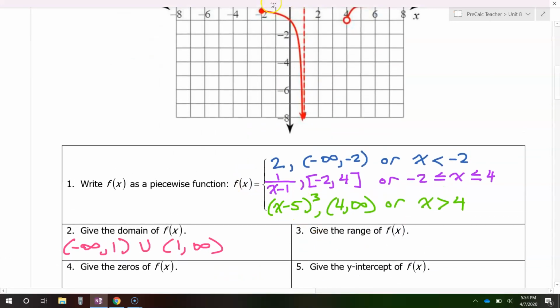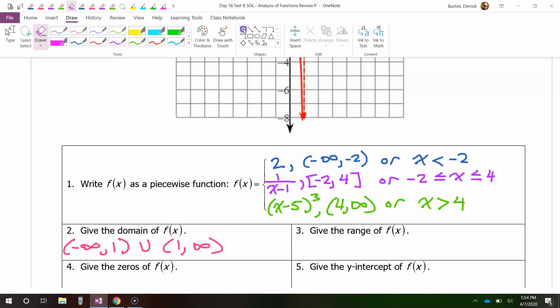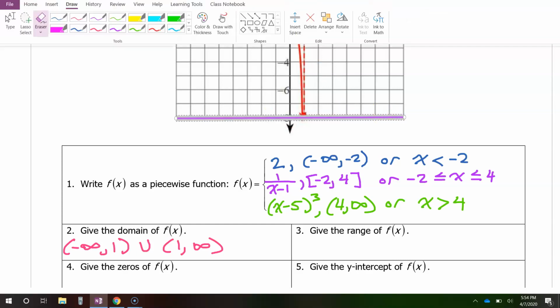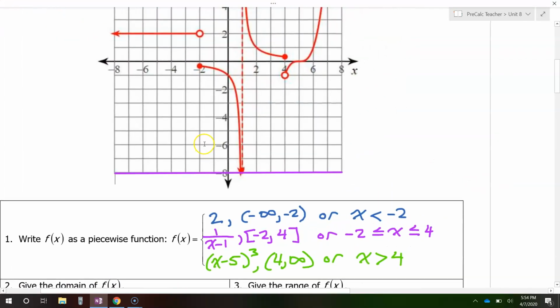Okay, what about the range? The range represents the y values of a graph. So I'm going to use a horizontal line to help me visualize where my y values are. I have to watch out for any place where there will be a gap, a break in the y values. As long as I'm touching the function with this line, there's no gap. So I have y values here. I'm coming up to an interesting spot. Even right here at this spot, I'm still touching because of this part of the function over here. And then here I'm still touching.